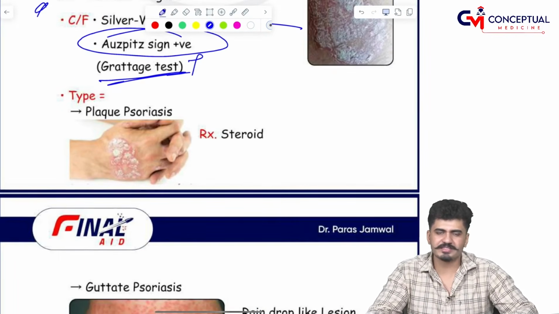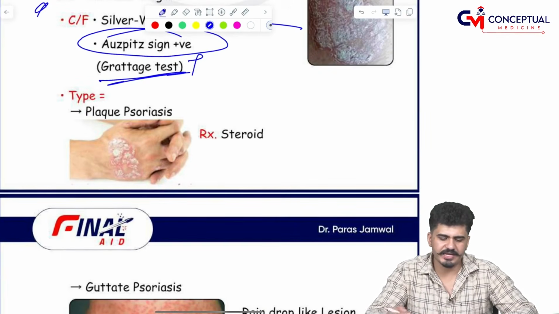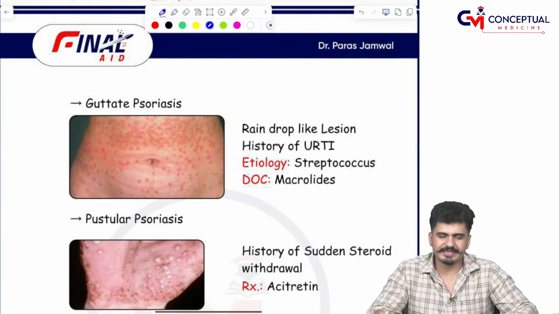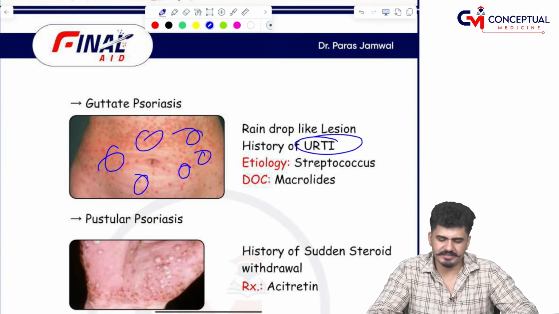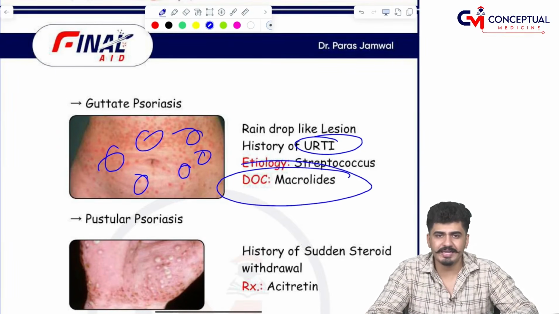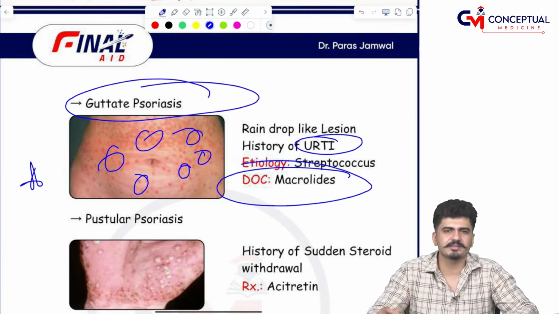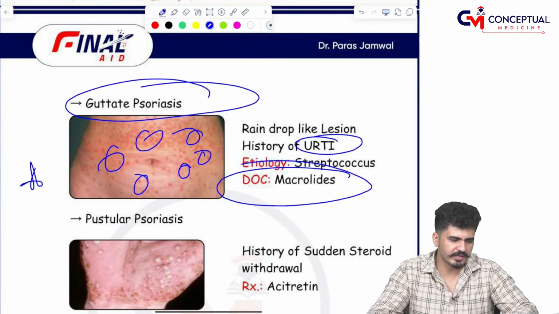Now, types of psoriasis. Plaque psoriasis, which is the most common type, is psoriasis vulgaris. Treatment is steroids. In guttate psoriasis, the history will be of an upper respiratory tract infection and nummular lesions you are going to see on the trunk, my dear friends. Treatment is macrolide. The only psoriasis where antibiotic is given is guttate psoriasis.